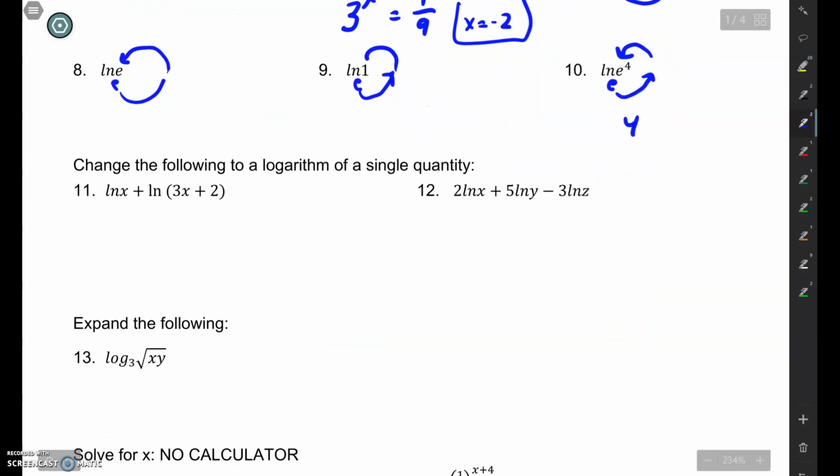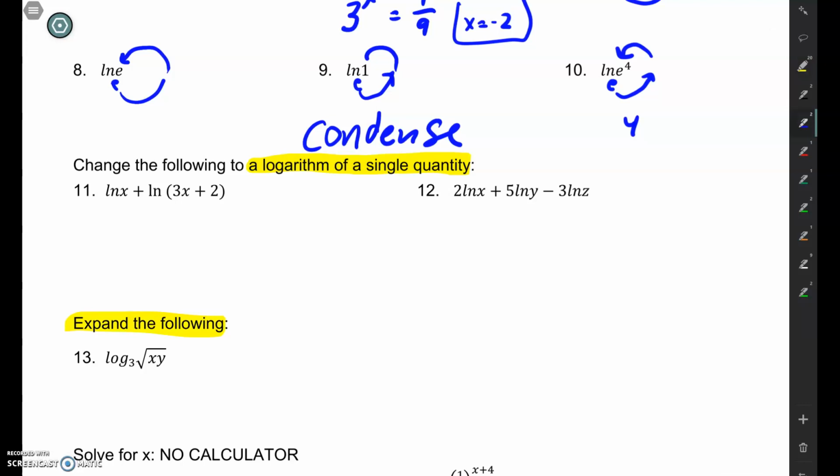Okay, so that's the simplifying section. Middle section. There's some of these on there. Change the following to a logarithm of a single quantity. That's where we are condensing. We're going to take this one that has multiple logs or this one that has 3 of them and condense it down into 1. But then over here, where it says expand, that's where we're going to break it out into multiple. So let's do one of these condensing problems.